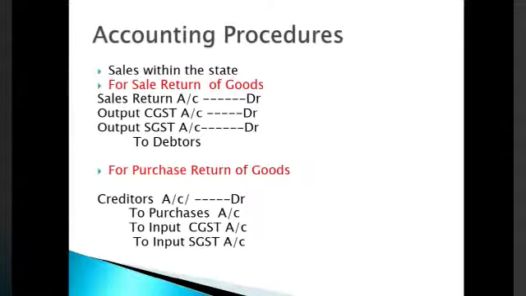Sales within the state, if at all goods are returned. So the journal entry would be sales return. The goods which you sold and now it's been returned by the customer, the journal entry would be sales return account debit, output CGST account debit, output SGST account debit, to the person who has returned it. And in the same way, if there is a purchase return of the goods on which CGST was levied earlier when you purchased it, the journal entry would be creditors account debit to purchase account, to input CGST and to input SGST account. So these were the treatment of GSTs, that is central GST and state GST, when the sale or the purchases take place within the state.